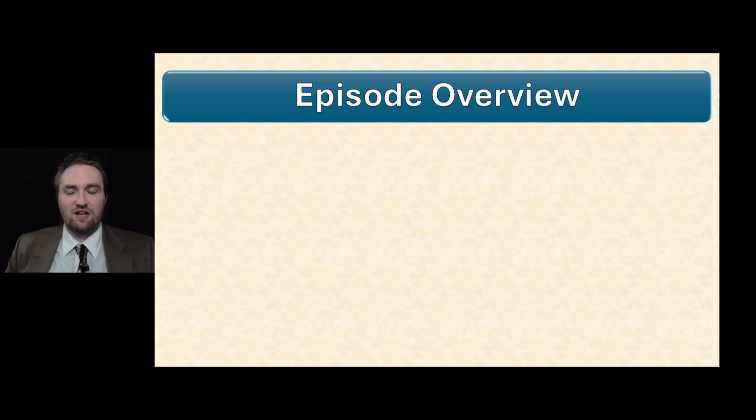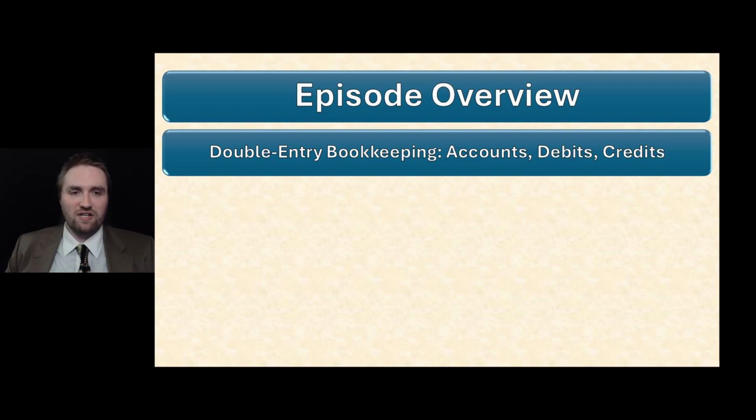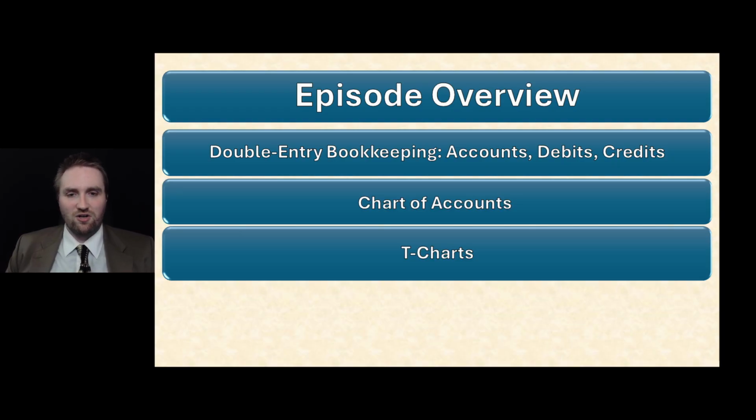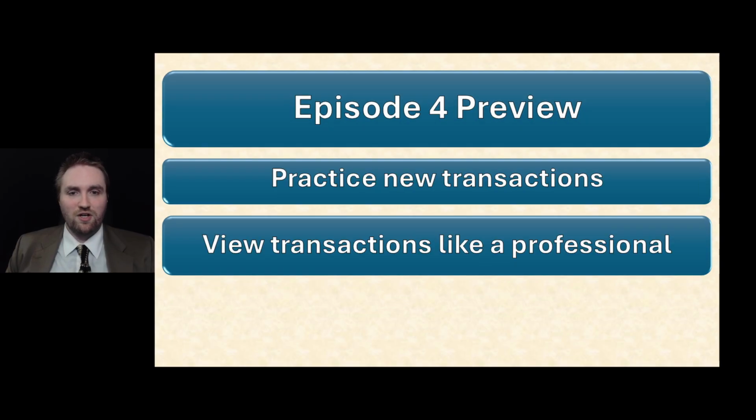All right, that's everything for this episode. To recap, we learned the following concepts and the nuances. Double entry bookkeeping, which includes accounts, debits, and credits, the chart of accounts, and T-charts. All right, everything we've learned so far is very conceptual, and it's time to solidify it. We have enough information to properly record transactions, so next episode will be an episode of nothing but practicing transactions. We'll be going over transactions that you haven't seen before, so I'm making it part of the main series as opposed to a bonus episode.